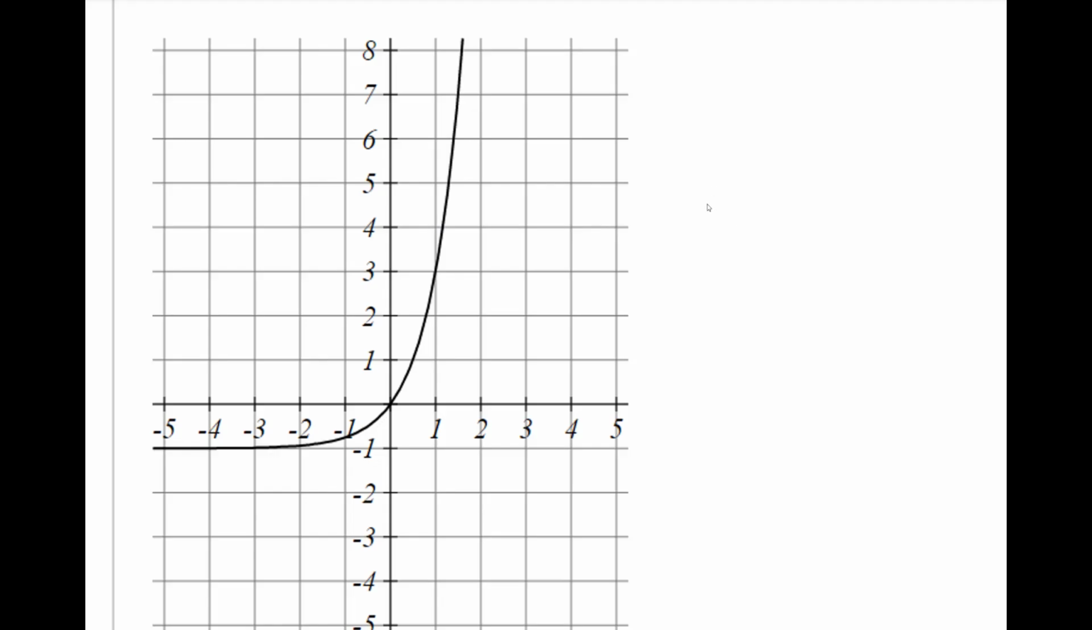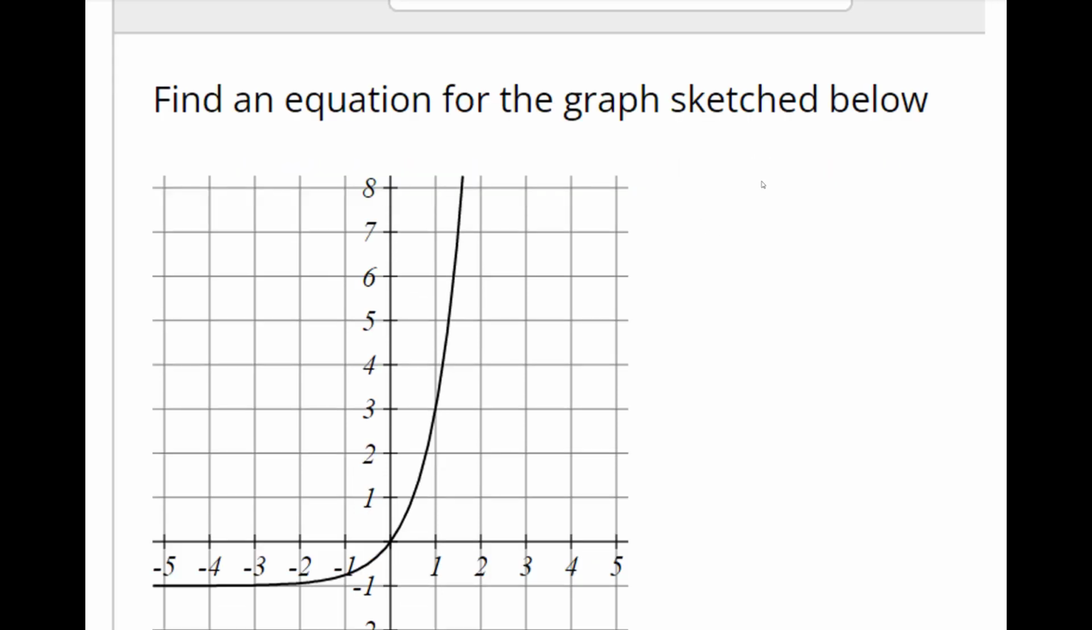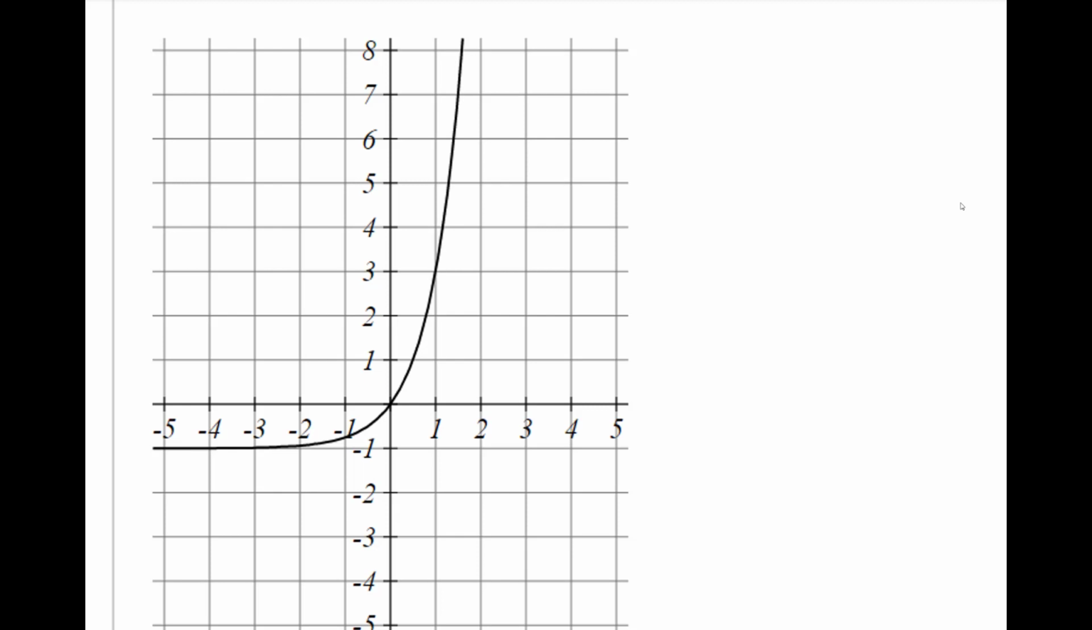This is number 14 from 4.1, and it says find an equation for the graph sketched below. This is an exponential graph, clearly, or maybe not clearly, but that's what it is. So we know it's going to be something of the form f of x equals something to the x power.